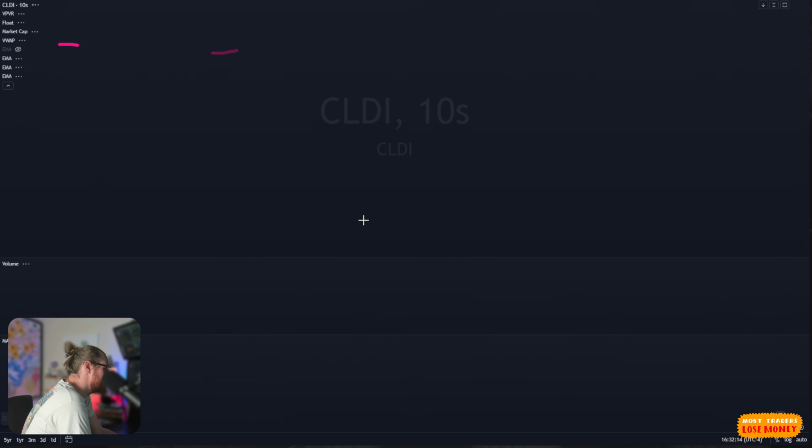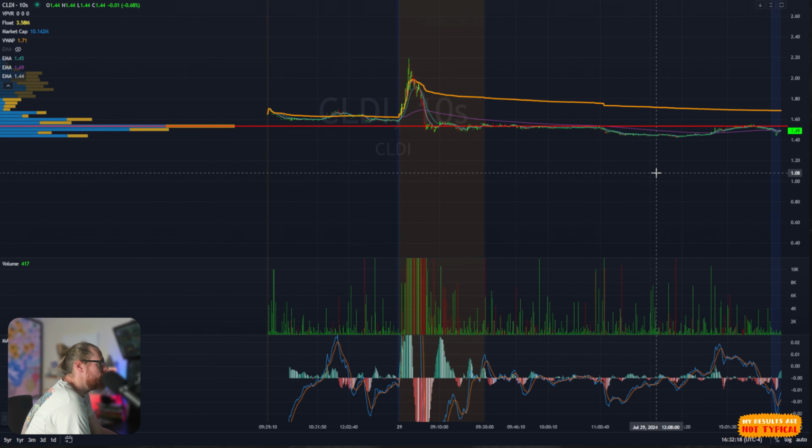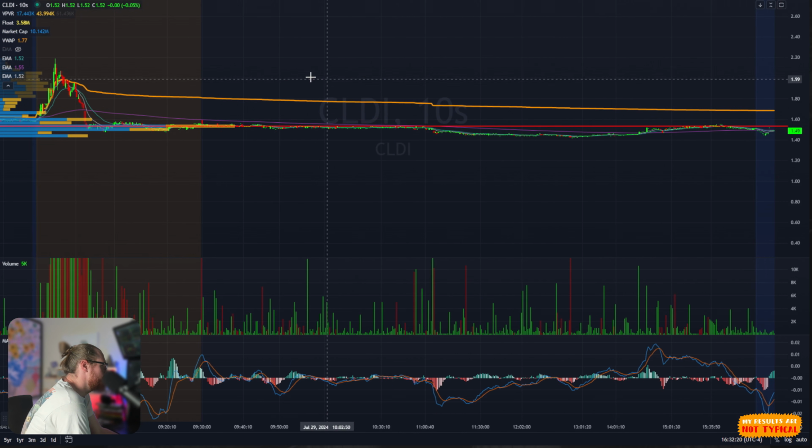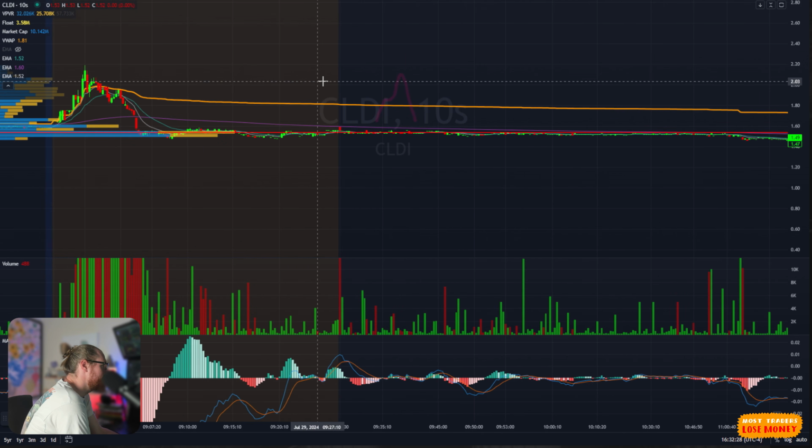CLDI, this one was actually in the morning. Again, this is a stock that hit my scanner early. Very similar actually to a couple of the others, right? Like this pop up and then nasty rejection. So $800 loss on that, a little bit annoying.